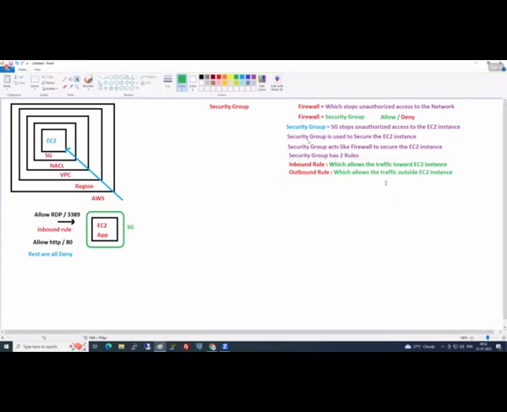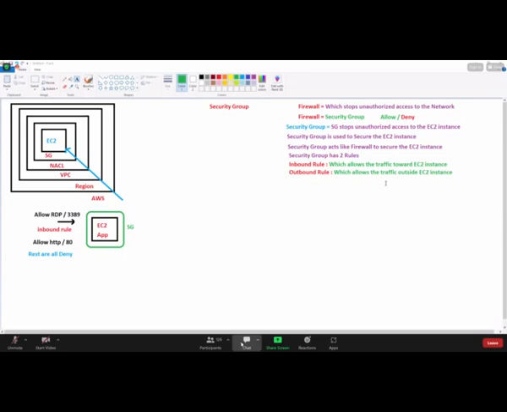Online, is it clear for you? Everyone sees it till here? Okay, answer me. So what is a security group? Which stops unauthorized access to the EC2 instance. Okay. How many types of rules are there? Two types of rule. What are those? Inbound rule and outbound rule. What is inbound rule? Which allows the traffic towards the EC2 instance. Outbound rule? Outside the EC2.